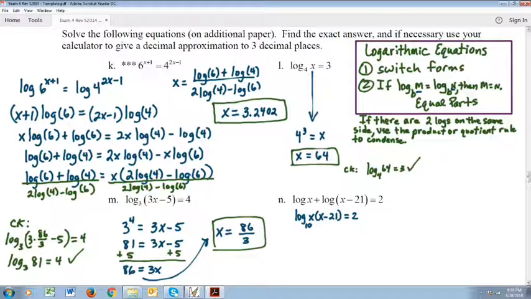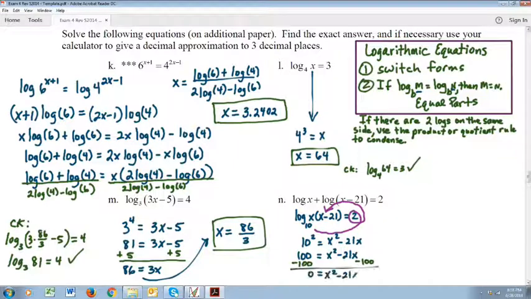So let's go ahead and switch forms. It's base, exponent, answer. We're going to get 10 to the 2nd power equals x times x minus 21. I'm going to go ahead and distribute there. That's x squared minus 21x. And of course 10 squared is 100. Now this is a quadratic equation, so I want to get 0 on one side and everything else on the other, so let's do that.